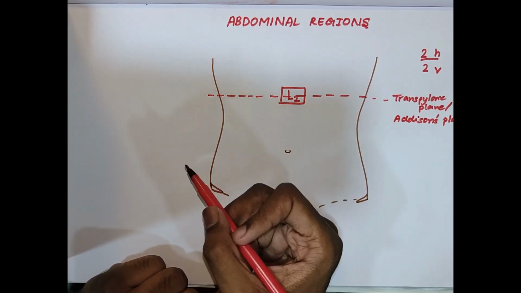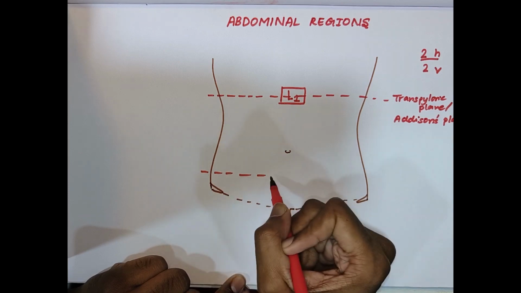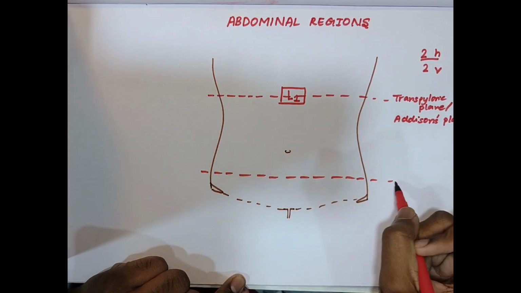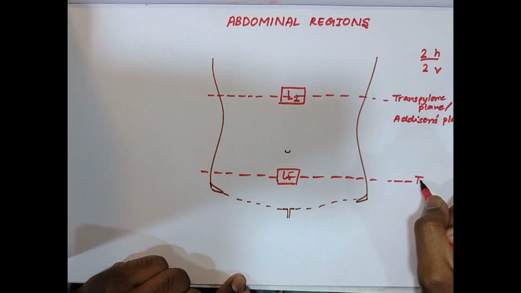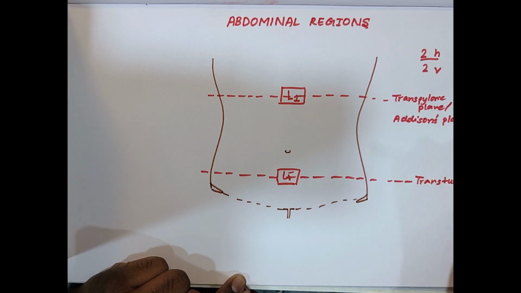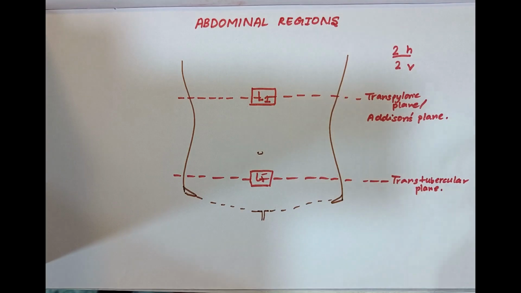The second horizontal line passes through the fifth lumbar vertebra, that is L5, and it is known as the transtubercular plane. So these are the two horizontal planes that we were talking about.